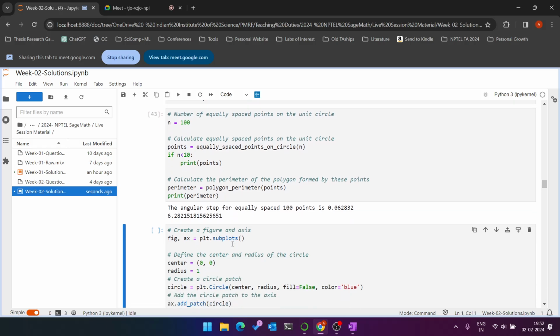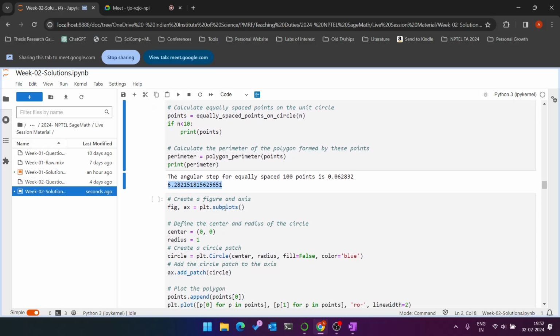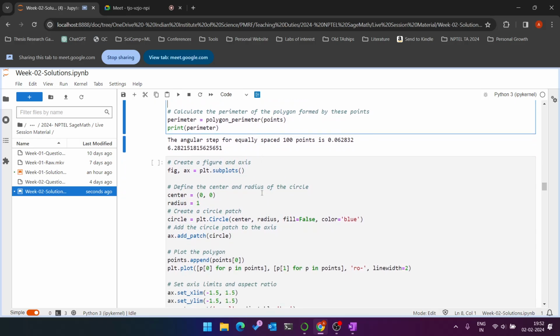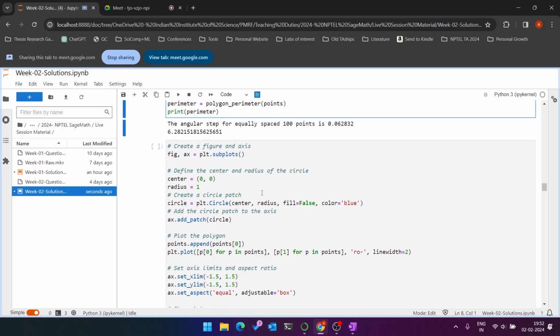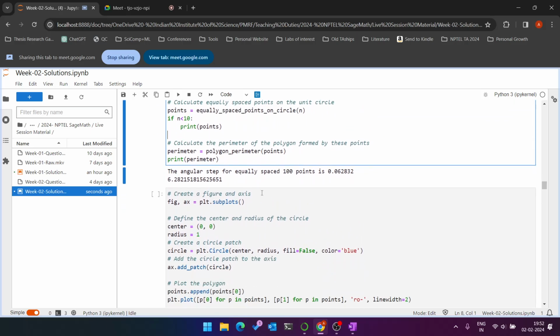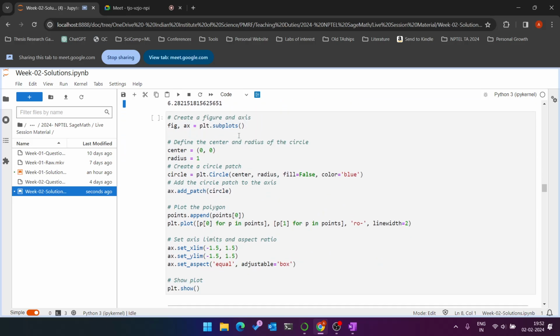So what is happening? You can see that this value is very close to 2 pi. So why is this the case? Let us have a look at it through matplotlib by plotting a circle as well as this polygon side by side. Sorry, like into the same plot and see what happens.